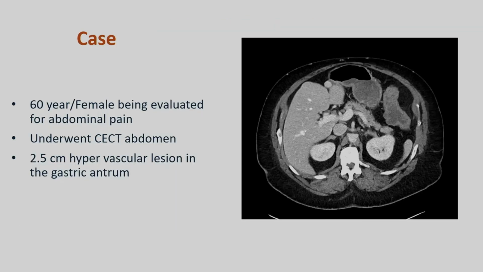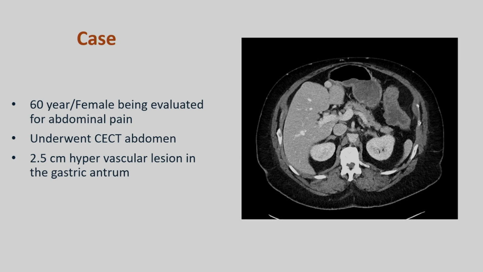So it's always good to learn from cases. This is a typical patient which we see in our day-to-day practice: a 60-year-old female evaluated for abdominal pain. She had a CT scan, and you found a lesion on CT scan which is about 2.5 centimeters in the stomach. So what do we do?